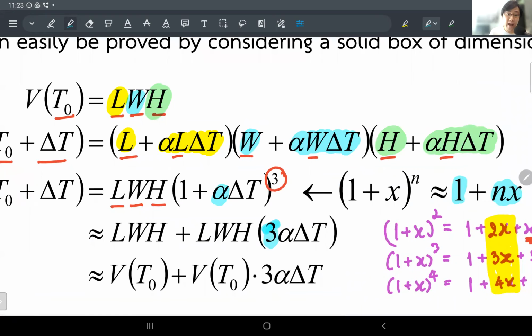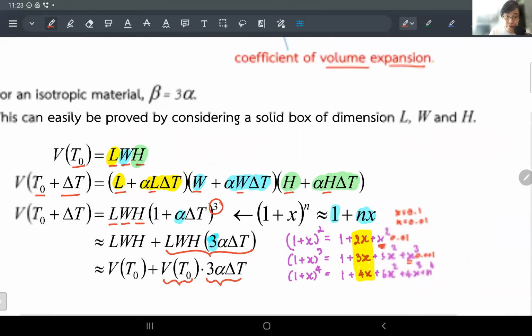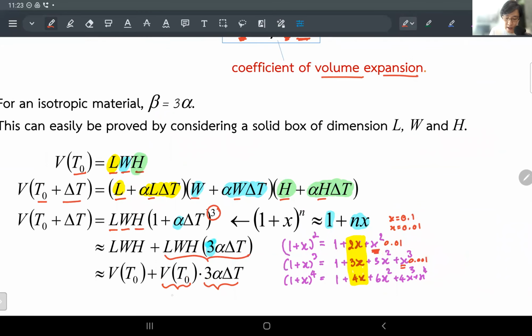Okay, and of course, by having this, now you can give the conclusion that this term, the change of the volume, LWH, that is just your original volume, 3 alpha delta t comes into play. And that's it. This whole term over here turns into 3 alpha V delta t. So now you can guess 3 alpha, that is your beta right here. And that's it. You're done. Okay, cool. All right. So that's what it is.